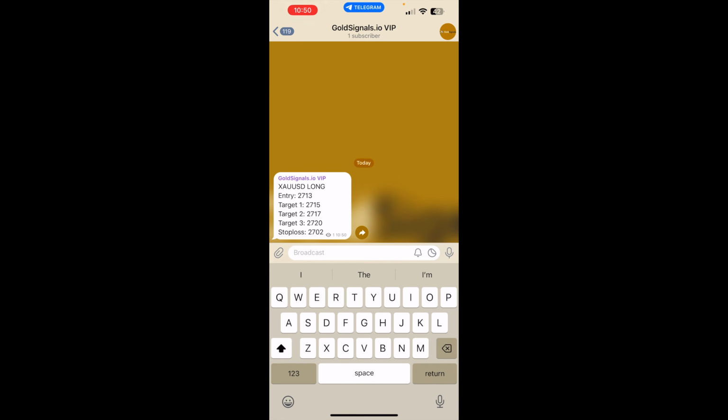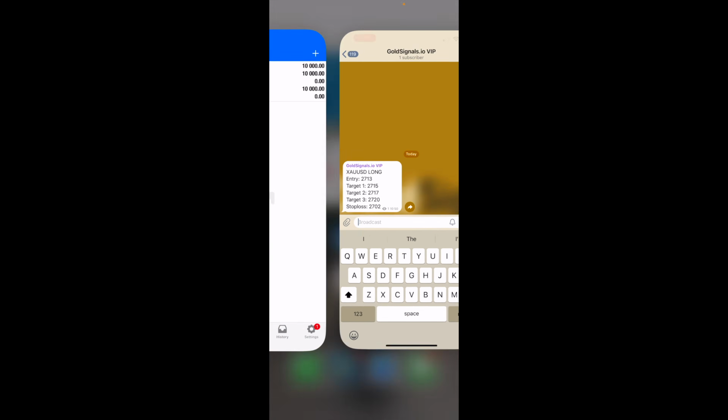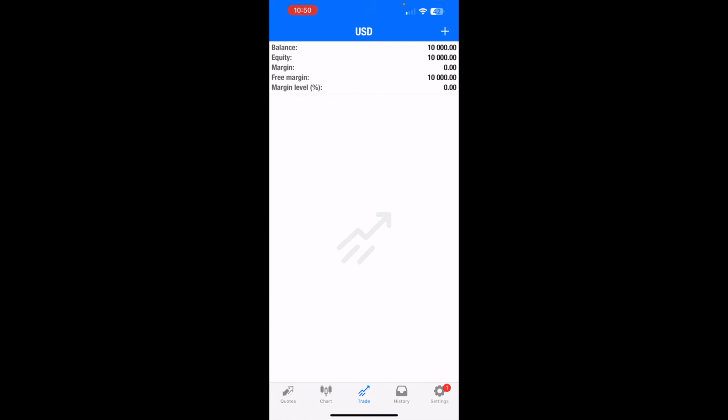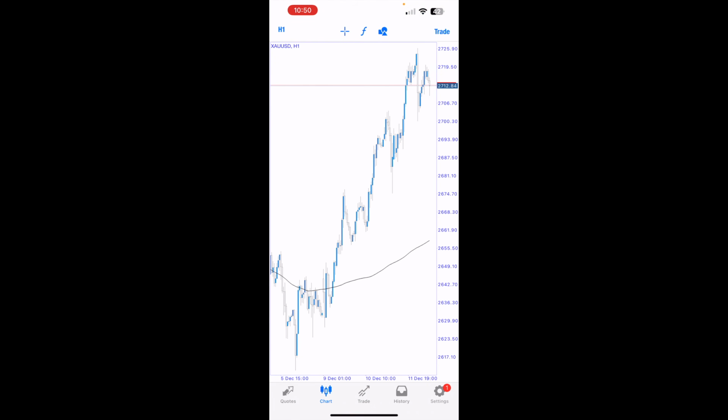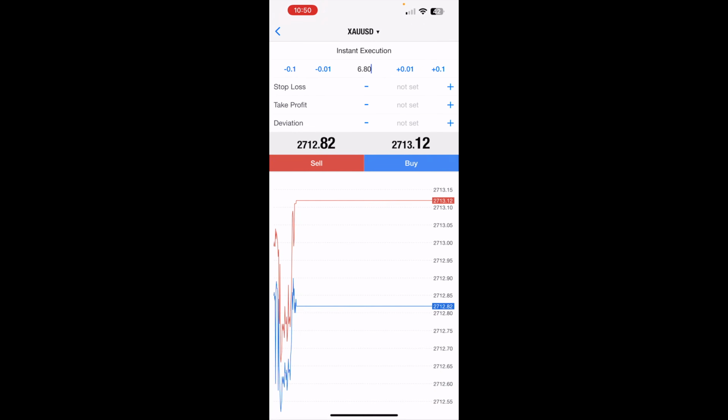So here we are. Our signal has come through. We're going to go ahead and click on our VIP channel and we're going to go ahead and read the signal. As we understand, we have our entry, our take profits and our stop loss and the direction of the signal. We're going to go ahead and go over to our MetaTrader. We're going to go ahead and find our gold and we're going to click trade.